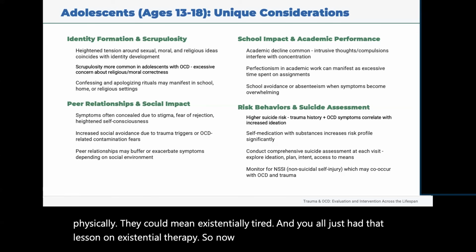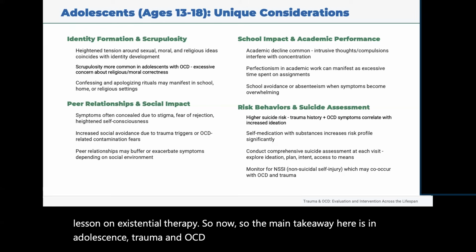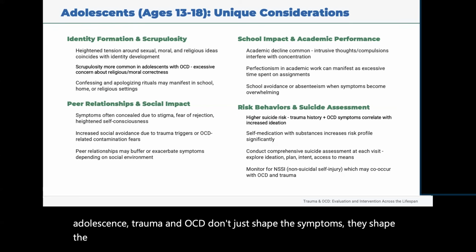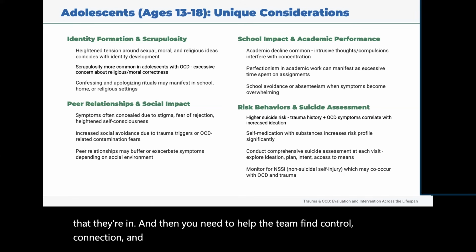And you all just had that lesson on existential therapy, so now you know. So the main takeaway here is in adolescence, trauma and OCD don't just shape the symptoms, they shape the identity. And your intervention has to honor the developmental task that they're in. And then you need to help the teen find control, connection, and coherence without sacrificing who they're becoming.